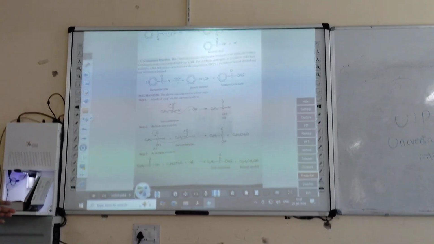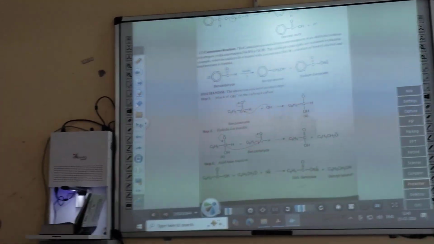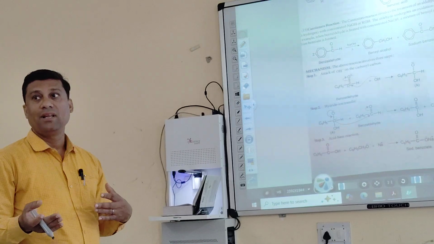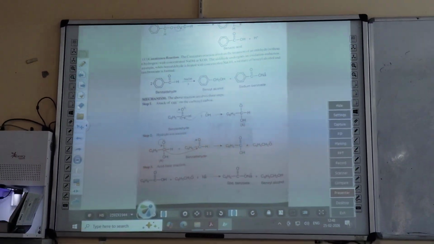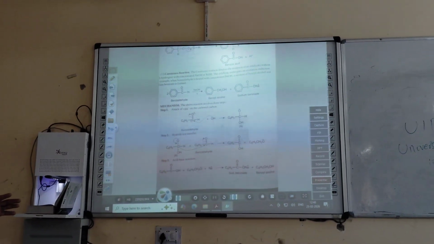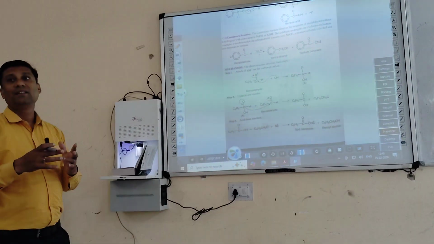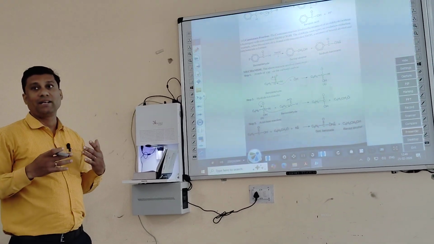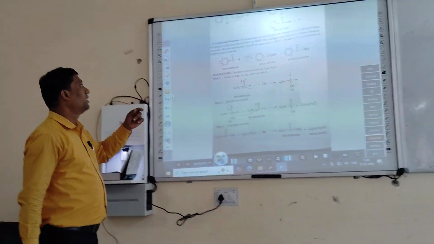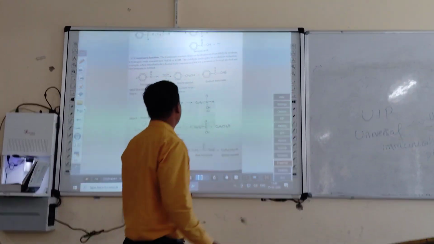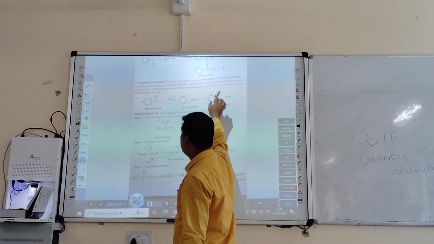Oxidation and reduction reaction. Reduction means addition of hydrogen, and oxidation means removal of hydrogen. But in this slide we have studied what? Hydride ion: one aldehyde donates a hydride ion. Donating is known as oxidation, and one aldehyde accepts a hydride ion, that is known as reduction. This is also known as oxidation reduction reaction.